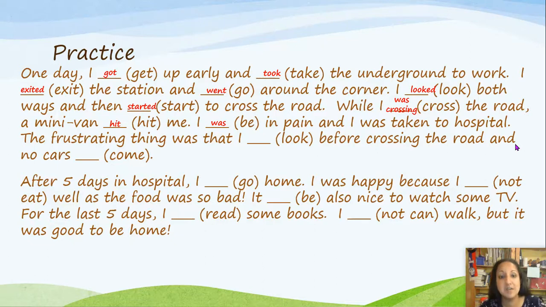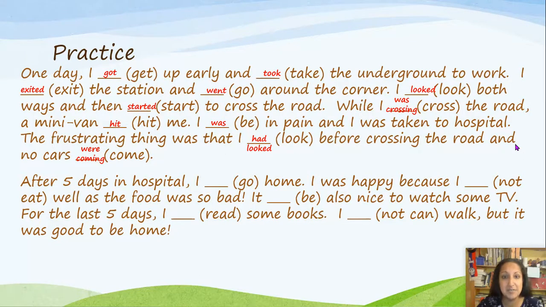The frustrating thing was that I had looked before crossing the road. So I looked before I crossed the road. Okay, I crossed the road is in the past. I had looked before that. So we use past perfect. And no cars were coming. At the time that I looked, there were no cars coming in the process.